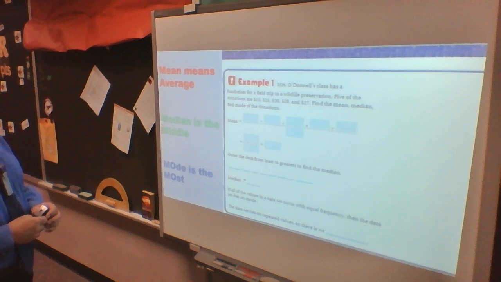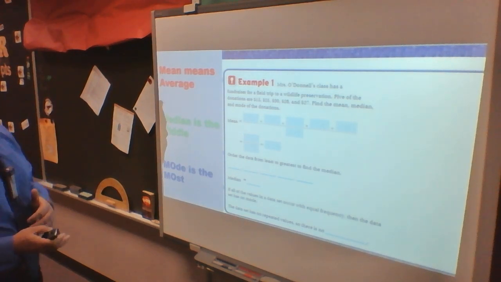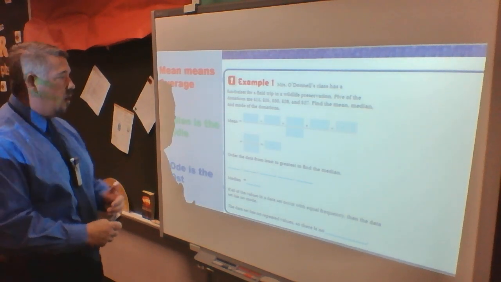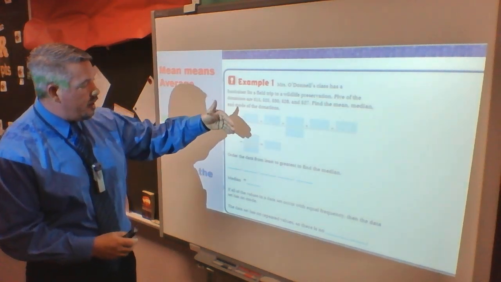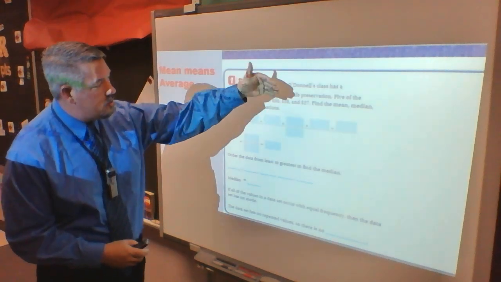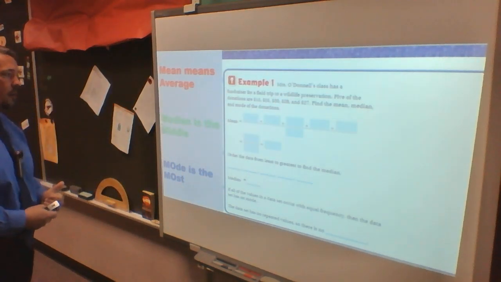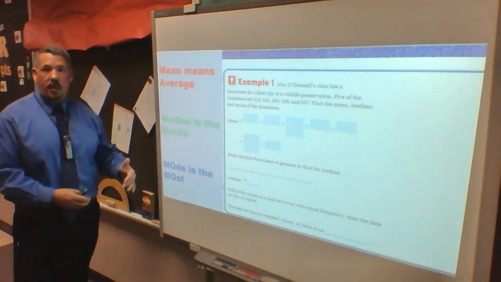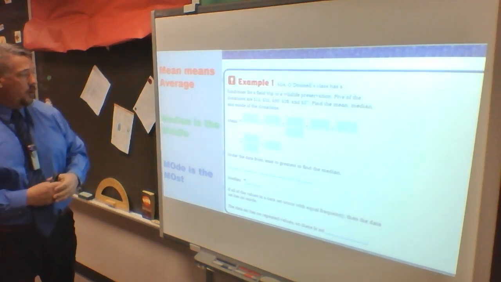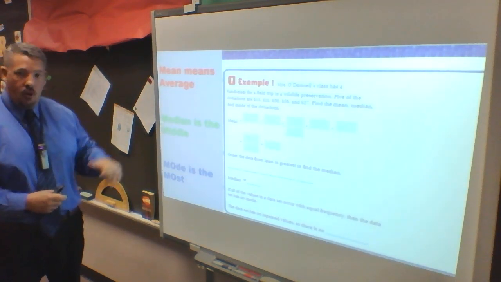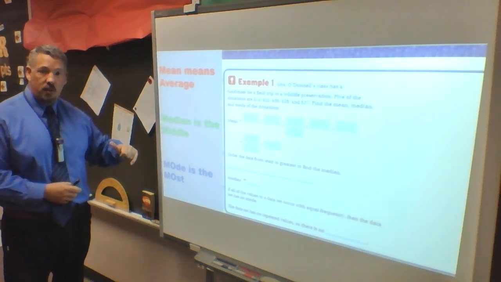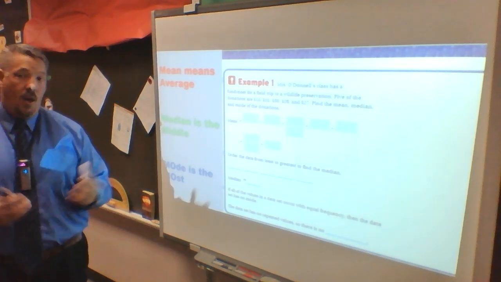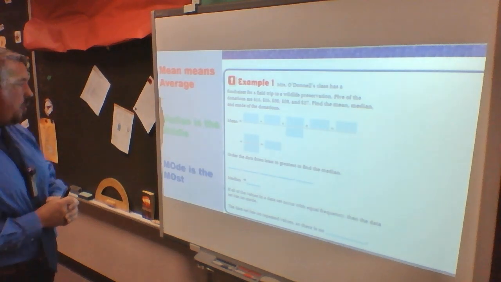Mrs. O'Donnell's class has a fundraiser for a field trip to a wildlife preservation. 5 of the donations are $15, $25, $30, $28, $27. Find the mean, the median, and the mode. Now, it's always good to write down that type of information so you can go back to it and understand what's being asked. Once again, the mean means the average, the median is the middle, the mode is what's there the most often, if you haven't taken notes up to this point.